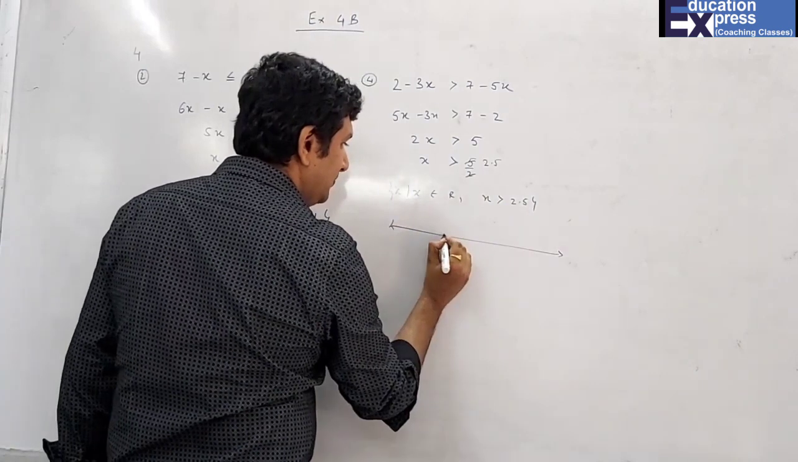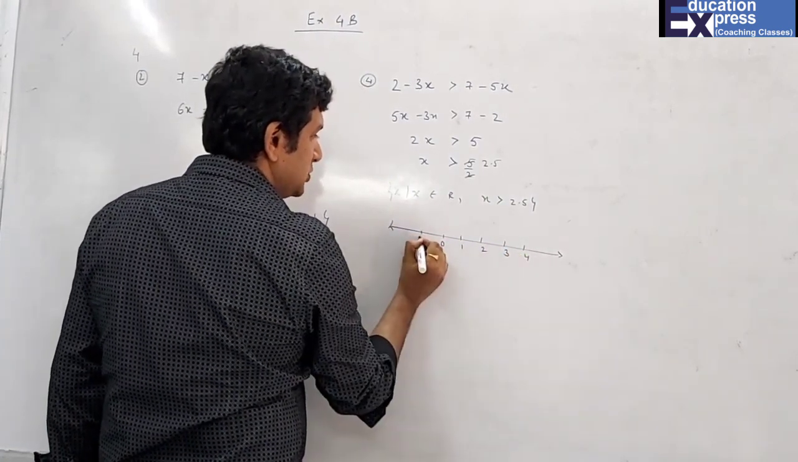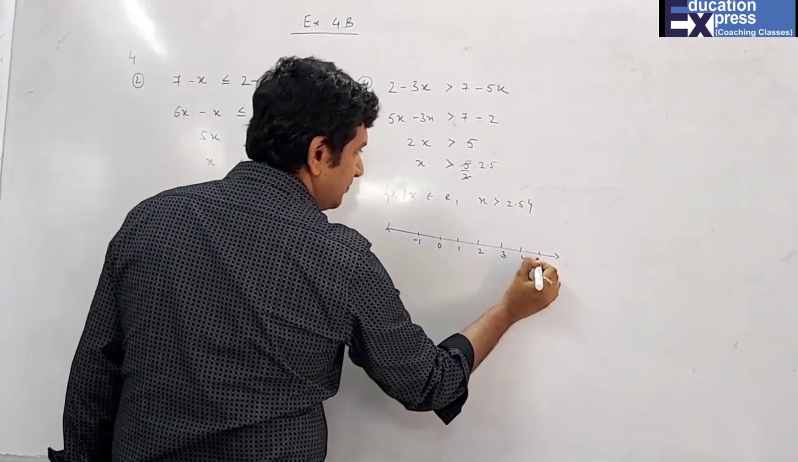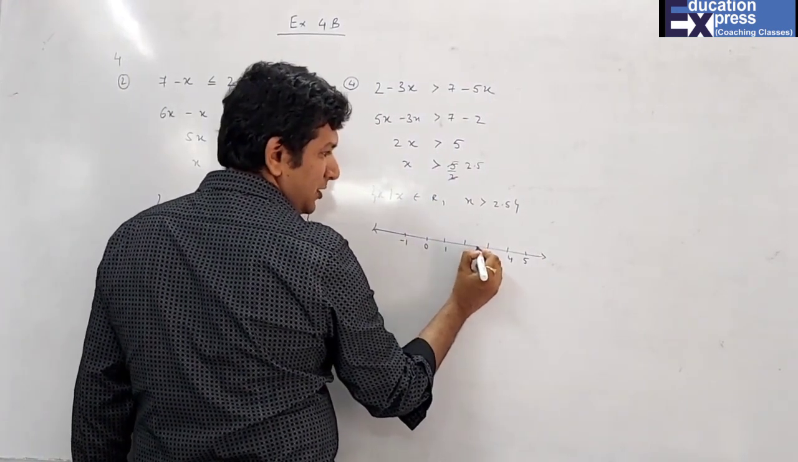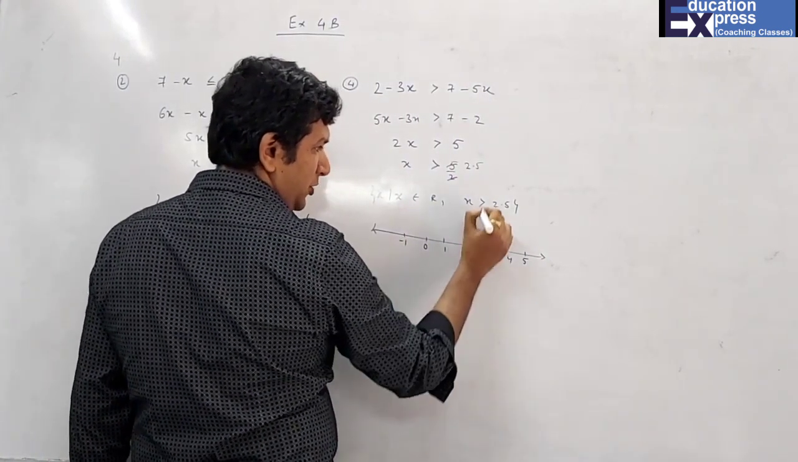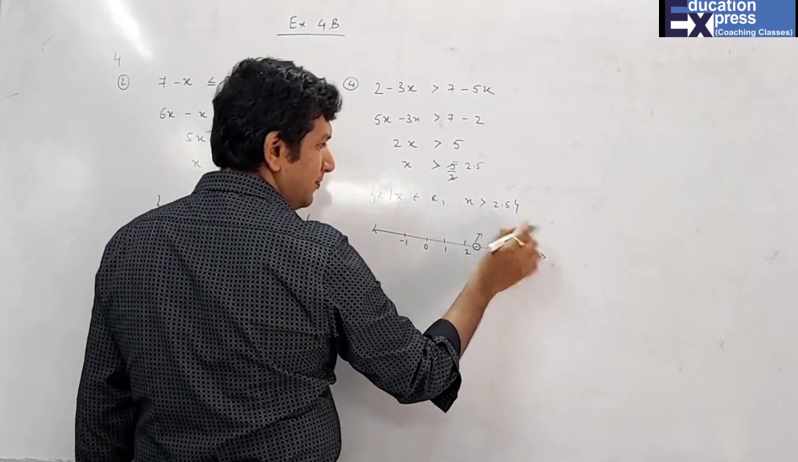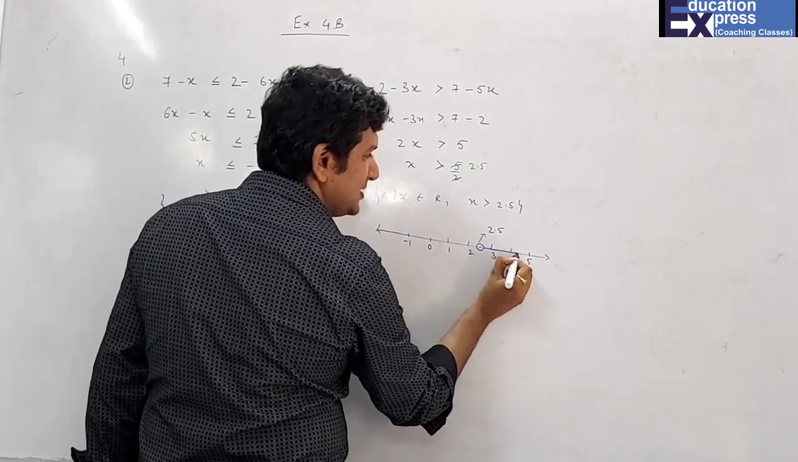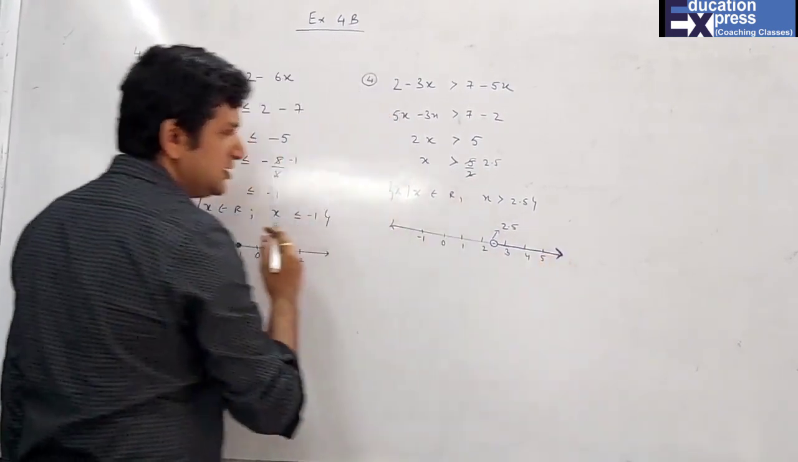Number line 0, 1, 2, 3, 4. Students, again x is more, so I have to go to which side? On the right hand side. And 2.5 is somewhere over here. So I'll just mark a hollow circle, not equal to sign, that is why, and make an arrow. I'll write 2.5, and everything on the right hand side, as there is no limit, it's infinite. So I hope students this is clear now.